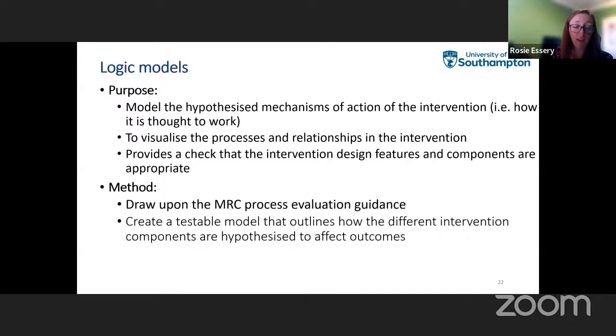so that we can hypothesize how our intervention is expected to work. It's a diagrammatic representation of our intervention, starting from what the problem is, leading right through the planned features and functions of the intervention, leading up to what the expected mechanisms of change are, right through to what the anticipated or desired outcome of the intervention will be. And we tend to draw on the MRC process evaluation guidance, which gives advice about the creation of logic models. So it results in a testable model that can inform the design of the subsequent process evaluation of your intervention.